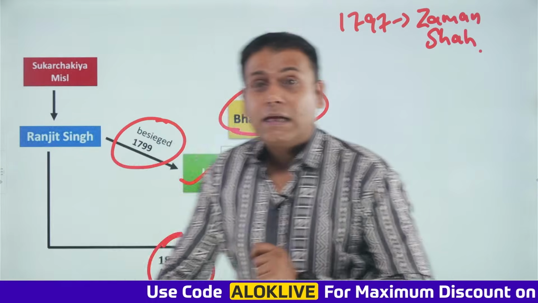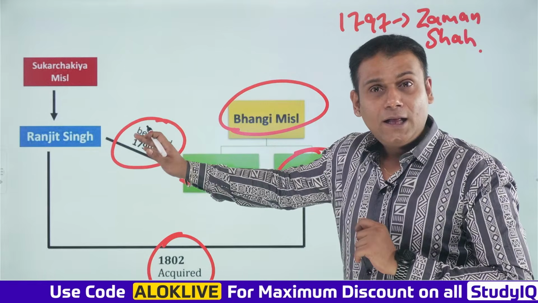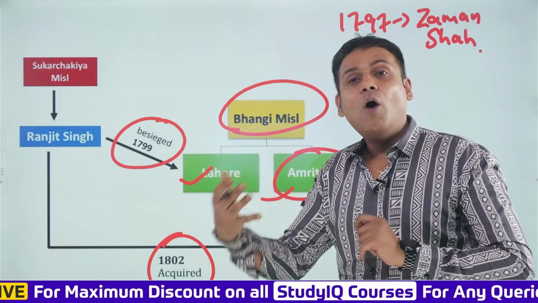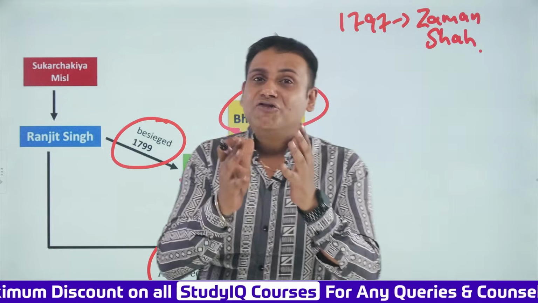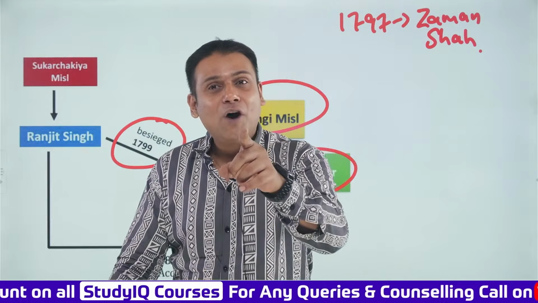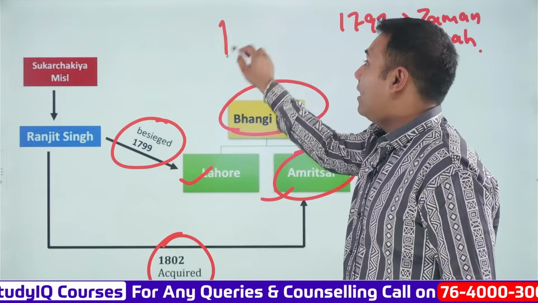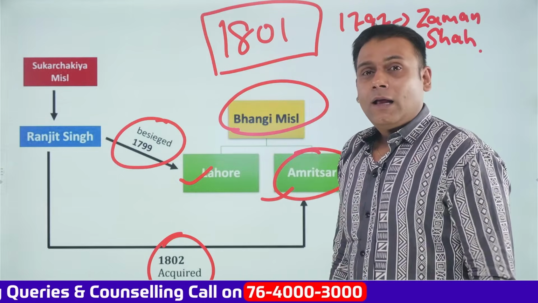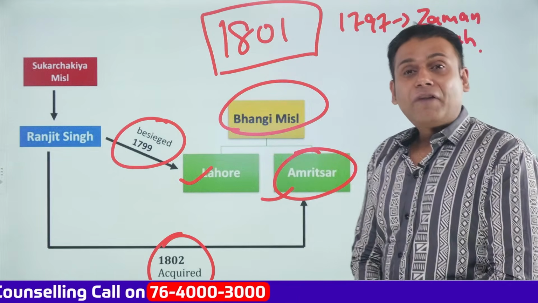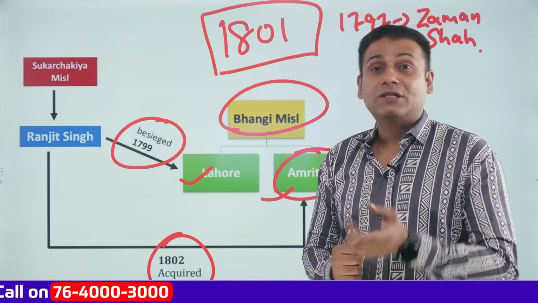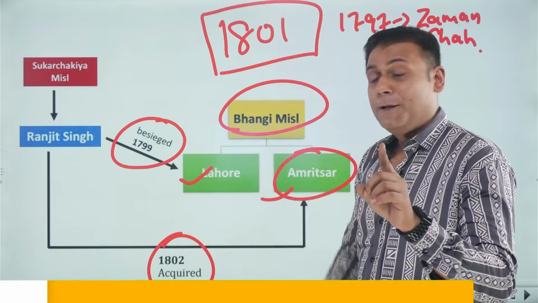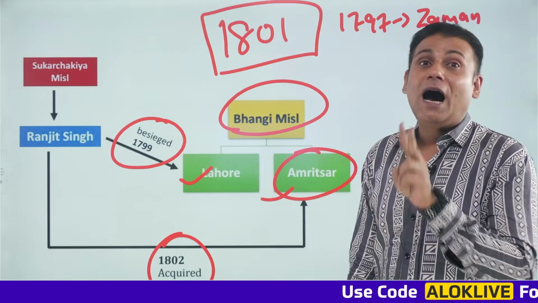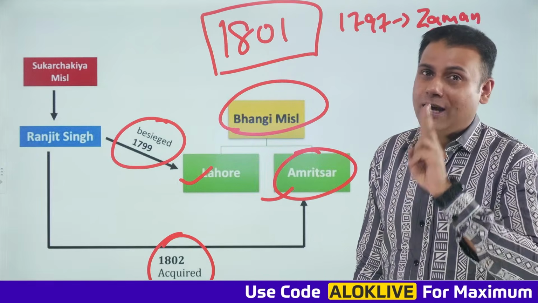Apart from this, the most powerful misl was the Bhangi misl. The regions of Lahore and Amritsar were acquired. And from now onwards, what happened? Maharaja Ranjit Singh ji laid the foundation of the Sikh Empire in 1801. The administrative capital of Maharaja Ranjit Singh ji was Lahore, which was acquired from the Bhangi misl. And secondly, the religious capital was Amritsar.